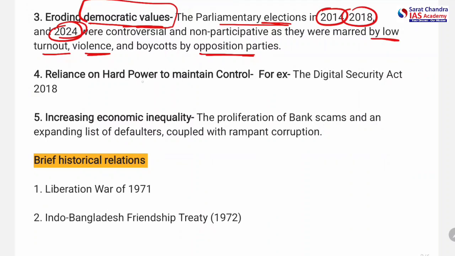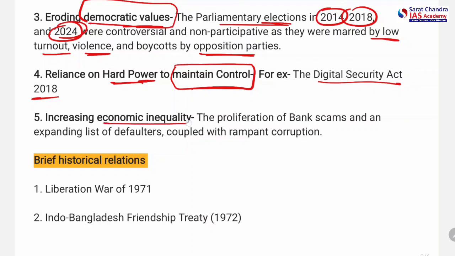Next important point is the use of hard power to maintain control. For example, the Digital Security Act 2018 was implemented to curb the voice of dissent against the government. So that is the hard power being used by the government that led to the protest.